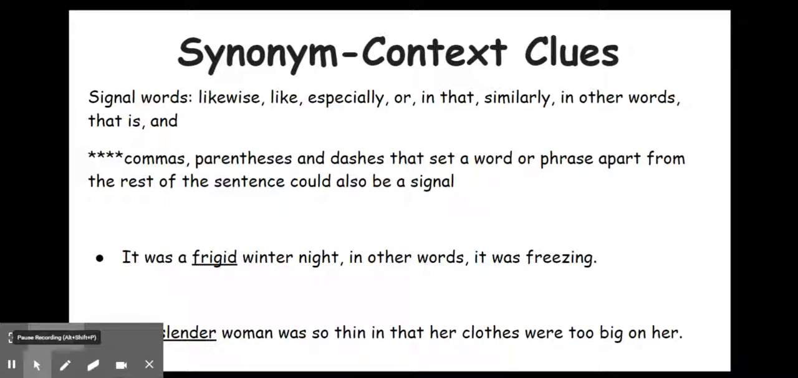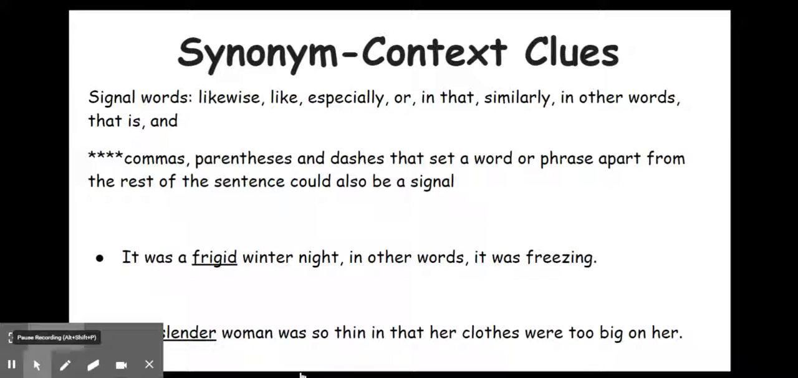The last type of context clue that we want to talk about is a synonym. Remember, synonyms are words that have similar meanings. Signal words you may see may be likewise, like, especially, or, in that, similarly, in other words, that is, and. Commas, parentheses, and dashes may also help you to figure out if you have a synonym with a context clue.